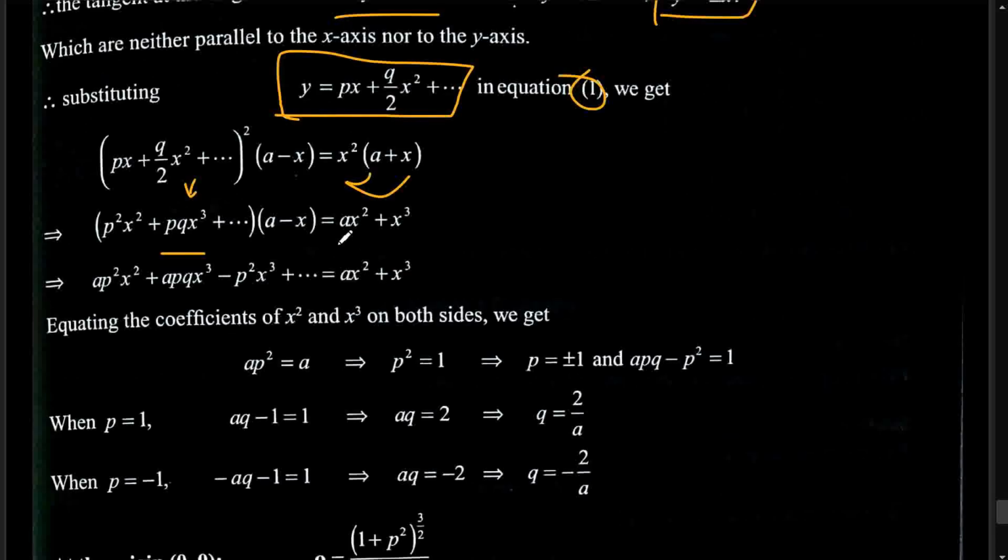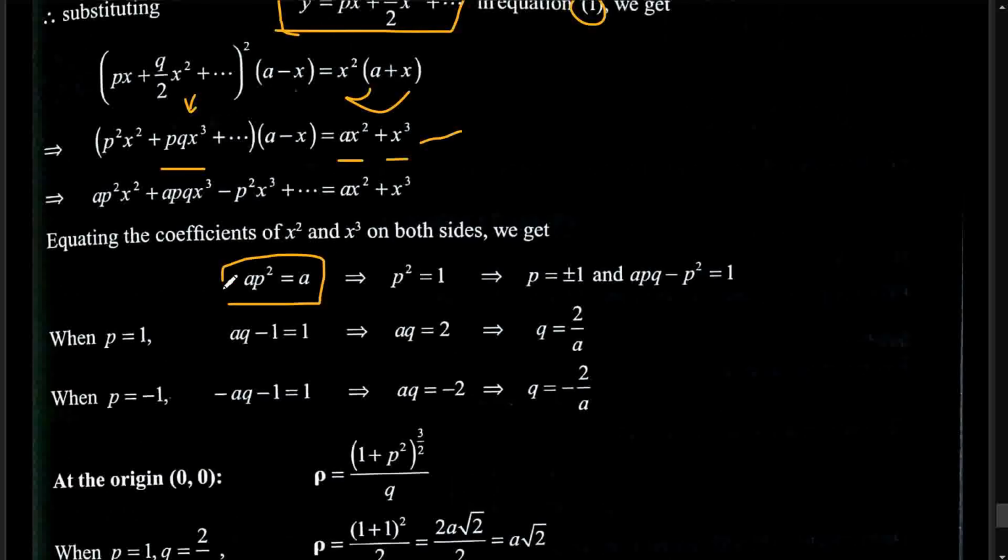Now you compare this x square and x cube coefficient to the left side x square and x cube coefficient. That's why I told you to stop here itself, because we have x square and x cube, that's enough. If you square this term, you get x to the power 4, which is not present in the right hand side, so that's not needed. So now you compare this, you get ap square is equal to a. Why? Because the coefficient of x square in the right side is equal to a, and the coefficient of x square in the left side is equal to ap square. Now you have to equate it.